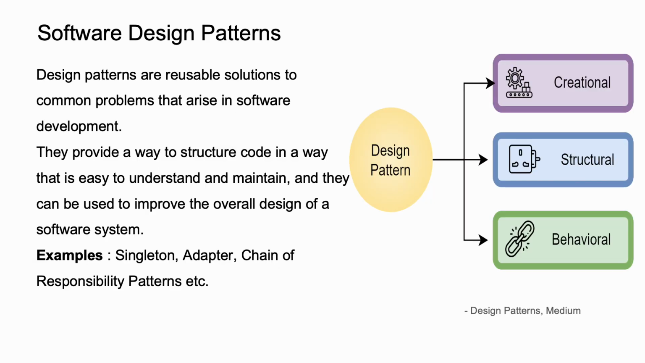While architectural design focuses on high level decisions regarding the overall structure and organization of a system, design patterns address specific implementation level issues within that structure. Design patterns are reusable solutions to common problems that arise in software development. They provide a way to structure code in a way that is easy to understand and maintain, and they can be used to improve the overall design of a software system. Design patterns are divided into three categories: creational, structural, behavioral. Some examples of design patterns are singleton design pattern, adapter design pattern, chain of responsibility design pattern, etc.